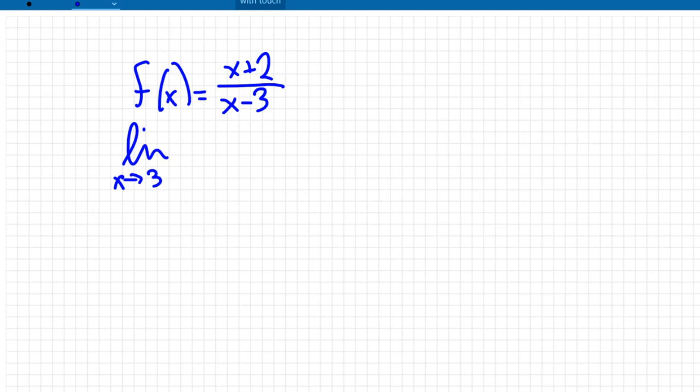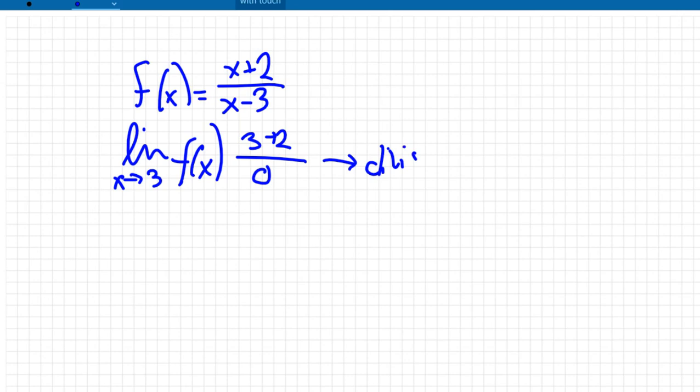But in this case, when we evaluate 3 in our function, so the limit as x approaches 3 for our function x plus 2 over x minus 3, I'll plug 3 in the top, we'll get 3 plus 2, and in the denominator we actually get 3 minus 3, which is 0. And the issue with this, obviously, is that division by 0 is undefined. So you might look at this and say, oh, well, we can't divide by 0, so the limit doesn't exist. And that's definitely a thing, is that sometimes limits don't actually exist.